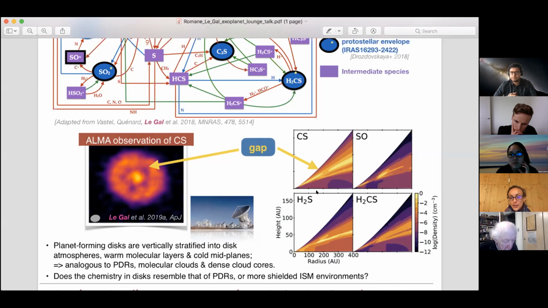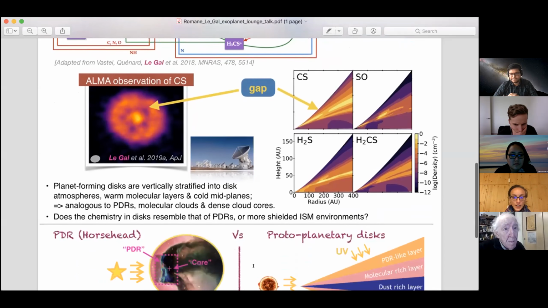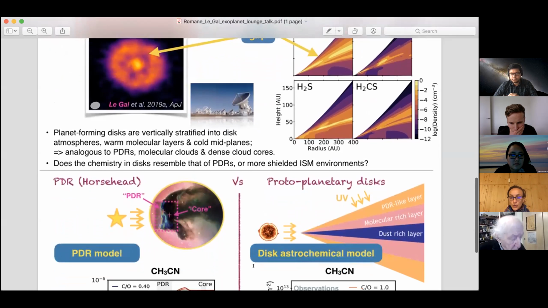We were also able to predict what the abundances should be for the 3 other species, H2CS, H2S, and SO, that are detected in one disk, but not in others. So we really need more observations of sulfur species in disks to better constrain the chemistry of sulfur species in such disks. In particular, disks are stratified, mainly in 3 layers. If you take this schematic view of a disk that I made, you have the very atmospheric layer, which can be compared to a photodissociation region, then a molecular-rich layer that can be analogous to a molecular cloud, and then the mid-plane, which is very rich in dust, and where most of the species are frozen onto this dust. That can be analogous to very dense cloud cores, such as prestellar cores.